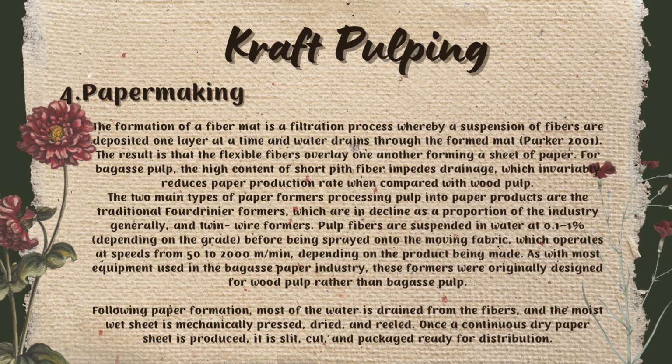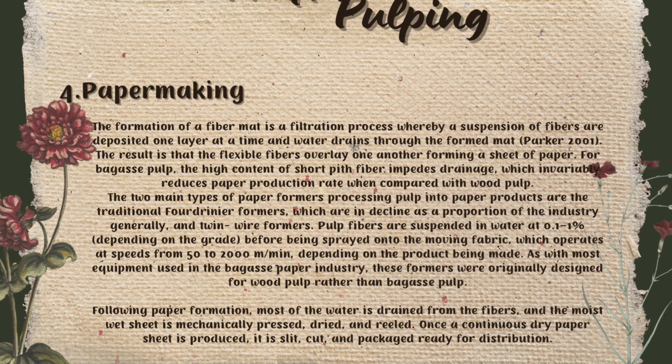Pulp fibers are suspended in water at 0.1 to 1% before being sprayed onto the moving fabric, which operates at speeds from 50 to 2000 meters per minute depending on the product being made. Following paper formation, most of the water is drained from the fibers and the moist wet sheet is mechanically pressed, dried and reeled. Once a continuous dried paper sheet is produced, it is slit, cut and packaged ready for distribution.